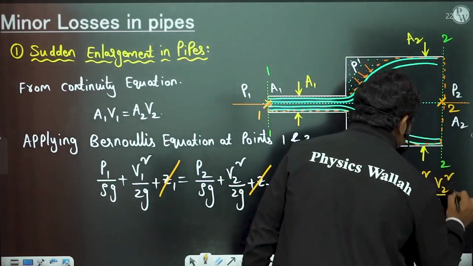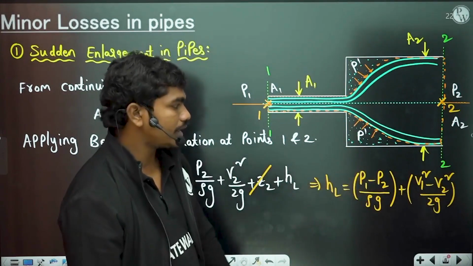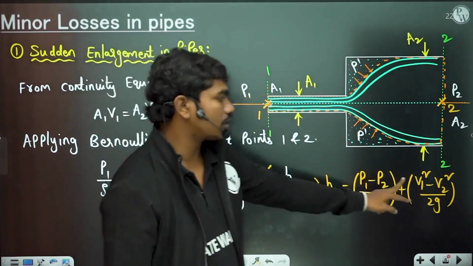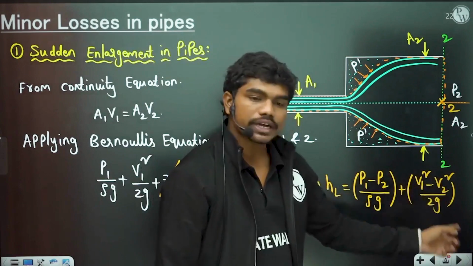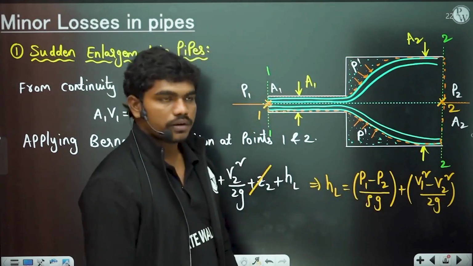V1 square minus V2 square by 2g. Now you have to identify V1 and V2, of course, which can be identified. Normally, for velocity in the pipe, if the diameter is known and the discharge is known, you can calculate the velocities. From the continuity equation you can calculate V2 also. But how to identify this pressure difference, that's what we have to focus on.